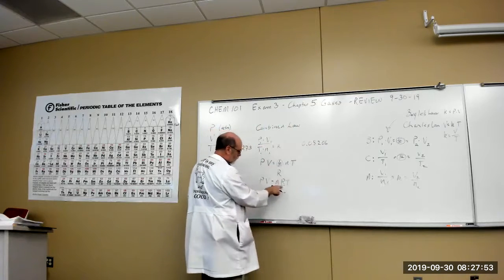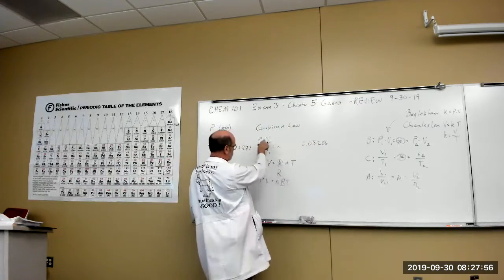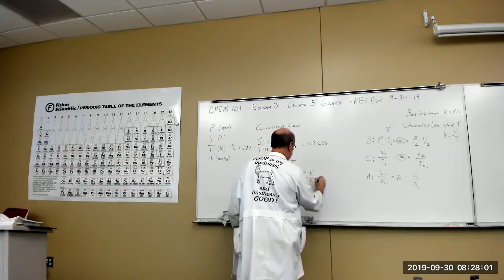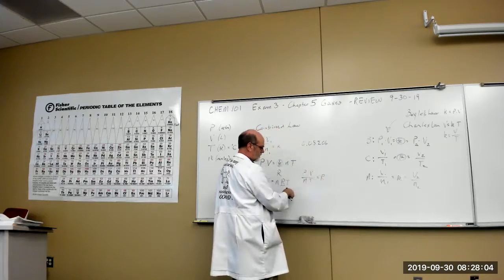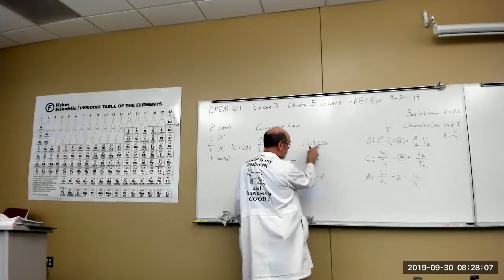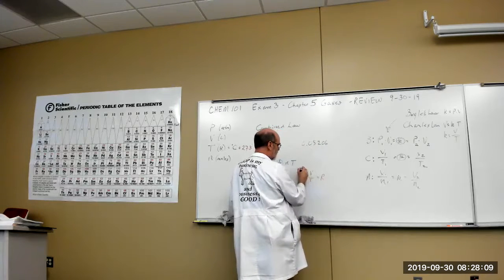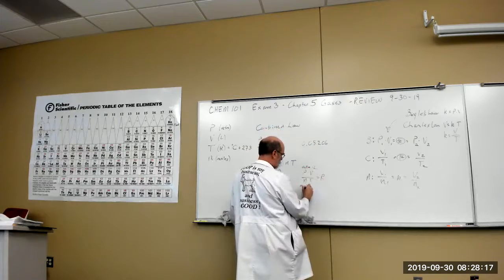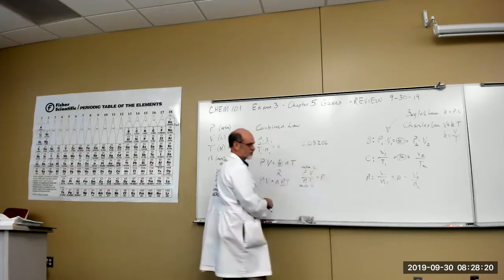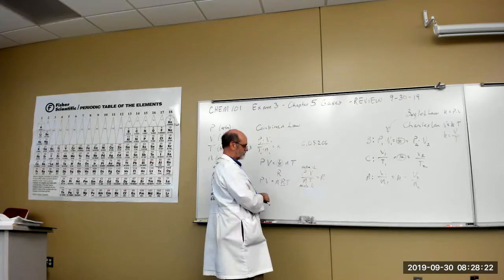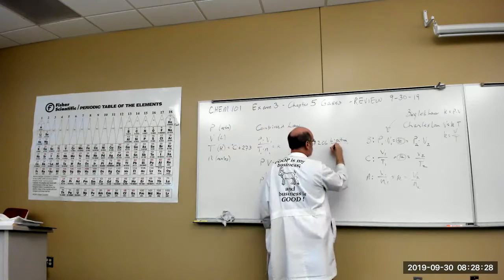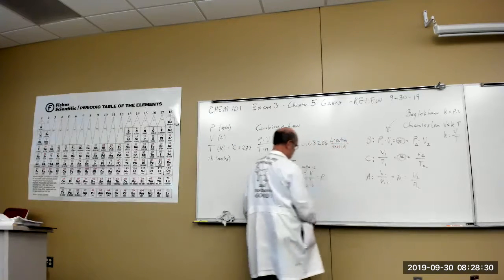So if we solve for R here, well, this is it right here: PV over NT equals our R. So for this particular value, pressure needs to be in atmospheres, volume needs to be in liters, this is moles, and this is K for temperature. So that's why the units here are typically given as liter atmospheres per mole K.